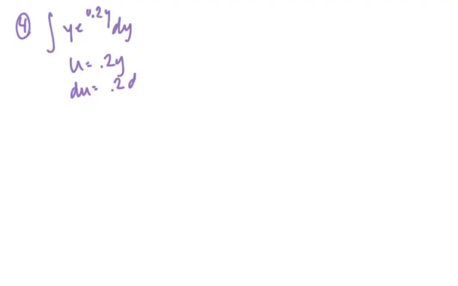So number 4 in your book on page 476, section 7.1, says the integration of y e to the 0.2 y dy. Now if we were to use u sub, we would let u equal 0.2 y and du equals 0.2 dy. Now that doesn't help us because there's another y in the problem. So u sub is not our method of choice. But we want to check it first every time.